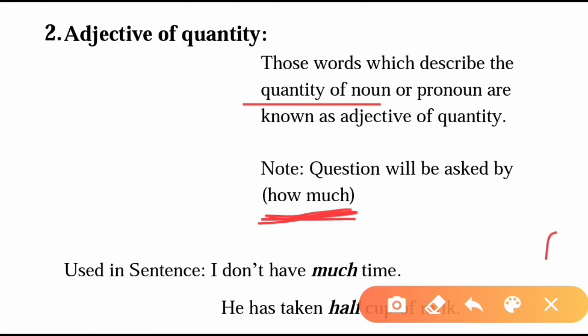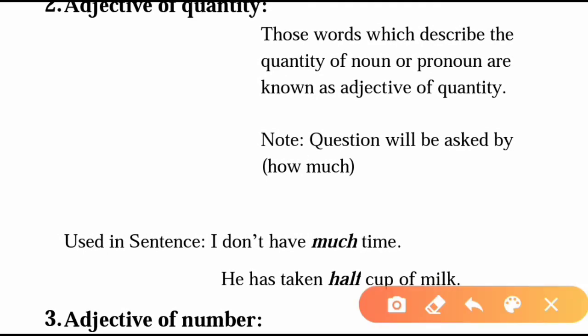Let me explain this. You can see the examples here and the usage in a sentence. I don't have much time. So much is an adjective of quantity because it is giving information about time here, which is a noun, and much is giving additional information about the time, but in quantity. So those words that are showing the quantity are called adjectives of quantity. Another example you can see: he has taken half. Half is an adjective here, and it is showing the quantity, so that's why we can say it is an adjective of quantity. This is the difference: quantity shows the quantity, while quality shows the quality of a noun or pronoun. It is as simple as that.